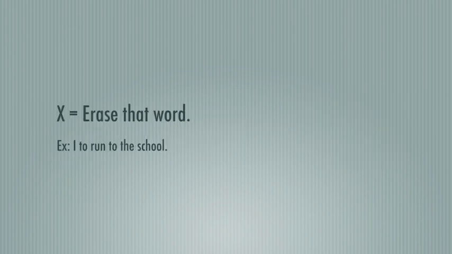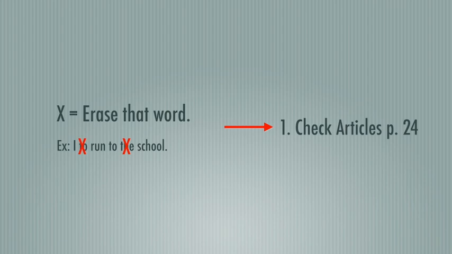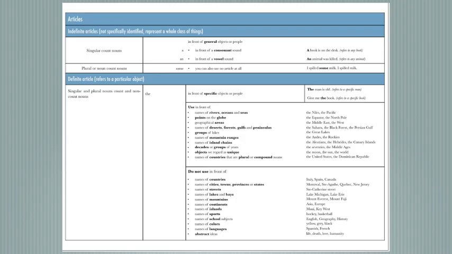Then if I draw a big X over a word, you just erase that word. You don't need it. Okay, say I run to school, not I run to the school. So here you could first of all check articles on page 24. As you can see at the bottom of the page, you have do not use in front of. So if I put an X over the, it's for this reason.